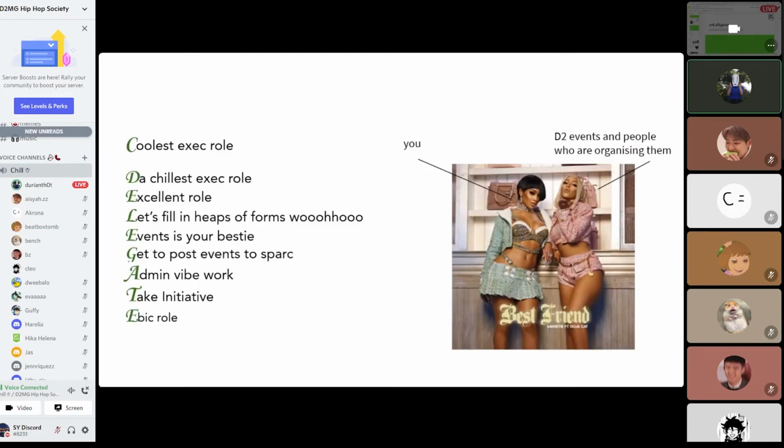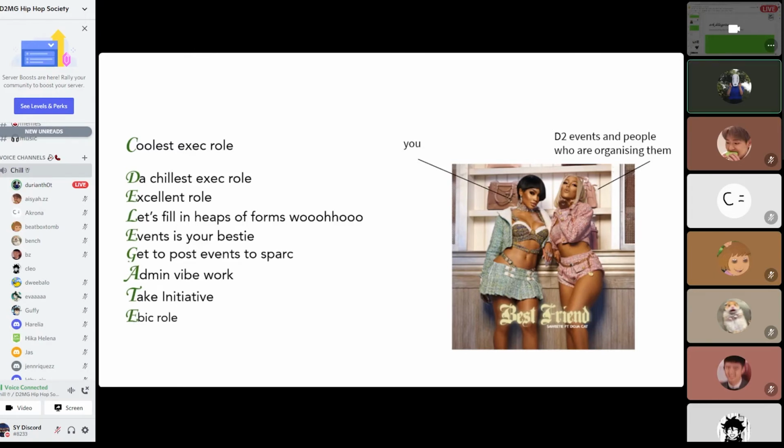Okay, and this is the rest of the acrostic poem. So it's the coolest exec role, it's the chillest exec role, it's an excellent role. You get to fill in heaps of forms, and so events is your bestie. So you have to stay on top of all the events, and you get to post events to Spark.